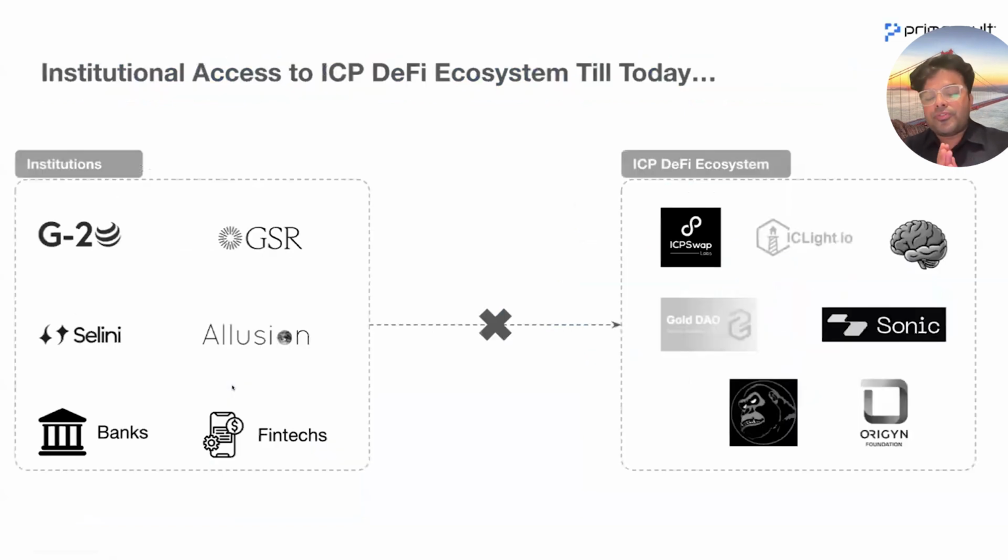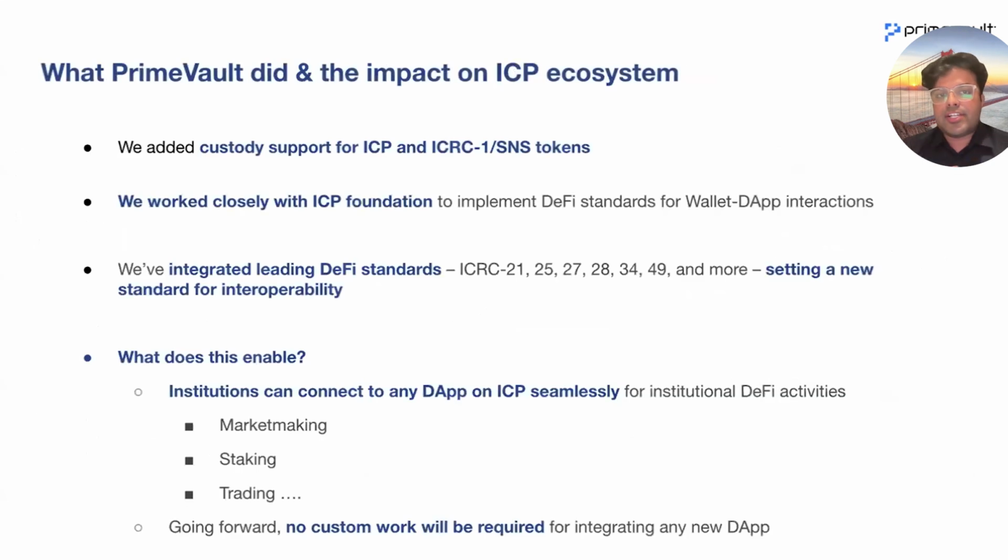But coming to the core of today's presentation: when we started working with the DFINITY Foundation a few months back, the biggest challenge was that a lot of institutions wanted to access the top DeFi apps like ICP Swap, Water Neuron, and others, but there was no clear way to do this. G20 GSRs, banks, fintechs and VCs had no way to access this. So in the last few months, we added custody support for ICP and all the top tokens. We worked very closely with the foundation, Dan, Frederick, and others.